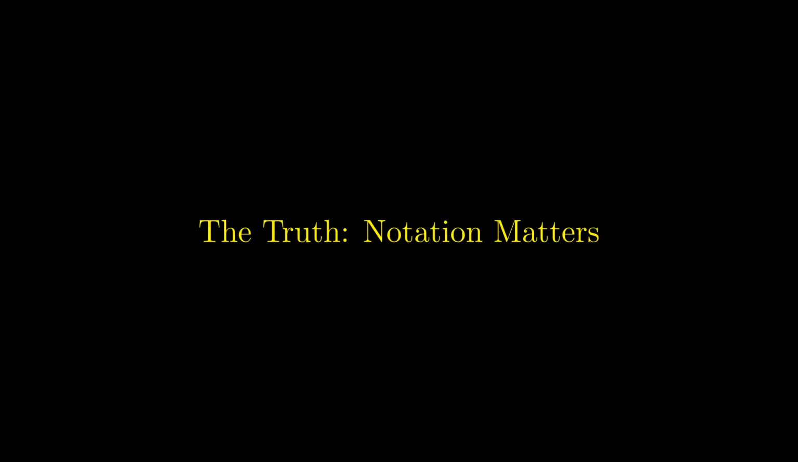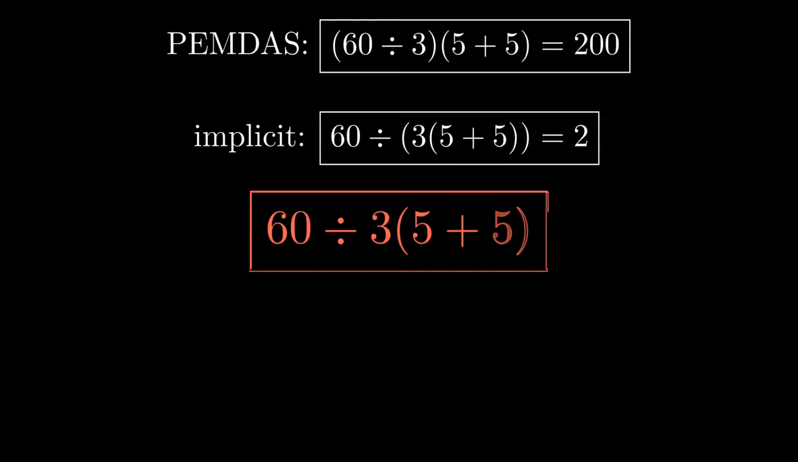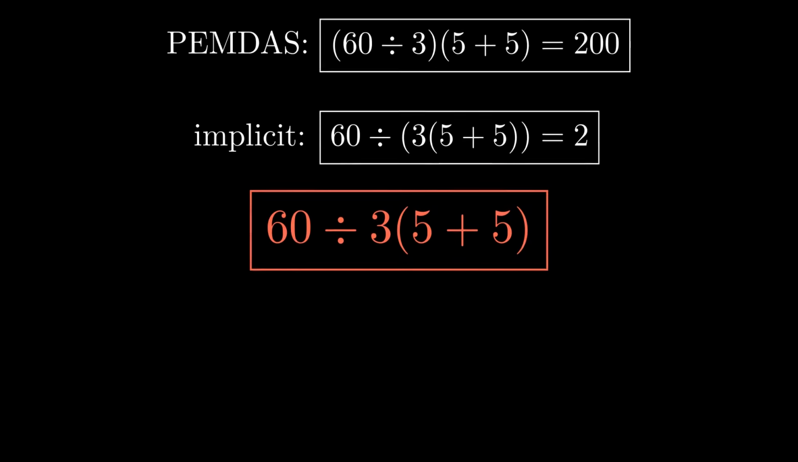So who's right? Here's the thing. The person who wrote this problem is the one who made the mistake. We get 200 versus 2. The order of operations gives us 200, but the notation is ambiguous enough that many people read it the other way. This is what we call bad notation. It creates confusion where there shouldn't be any.